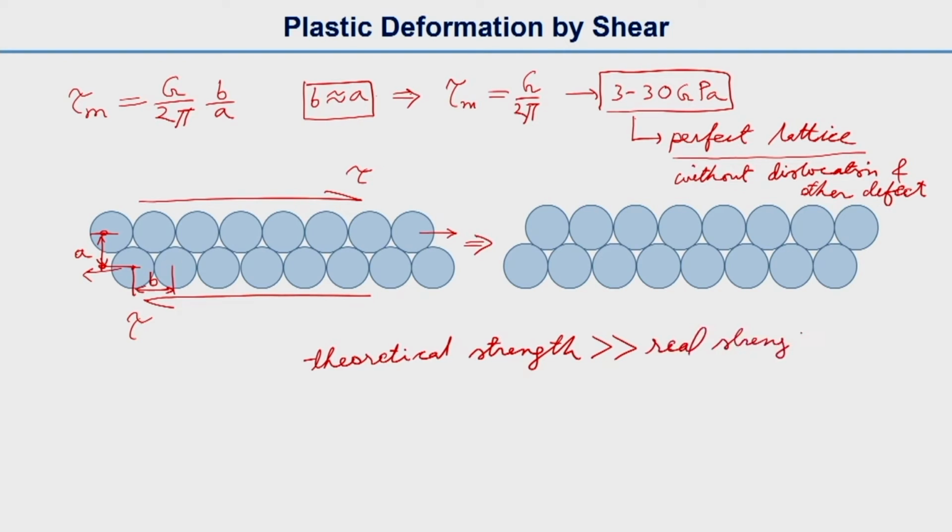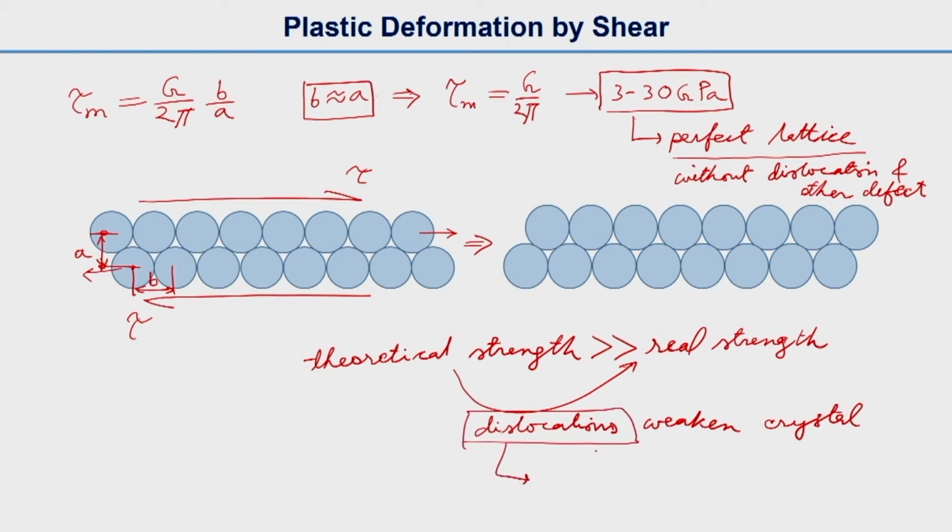The real strength you can determine from experiment. So, why is this happening? This happens mostly because of the dislocations. That means dislocations make the crystal weak, make the material weak. Dislocations, as I told you, are mostly for crystalline materials or metallic materials, or we can call these metals and alloys.